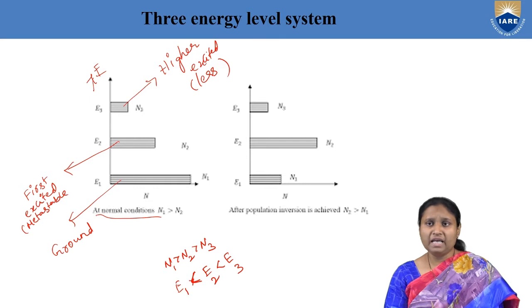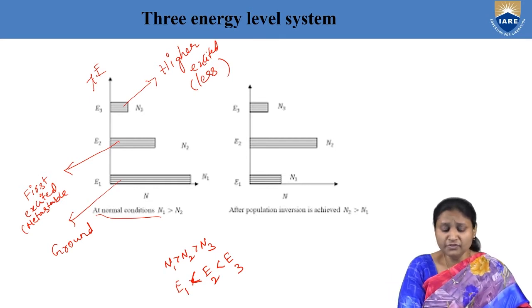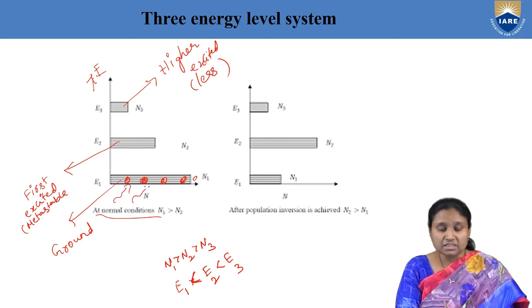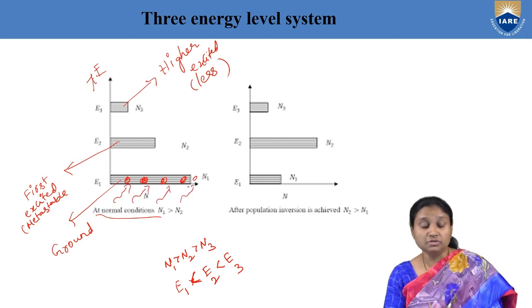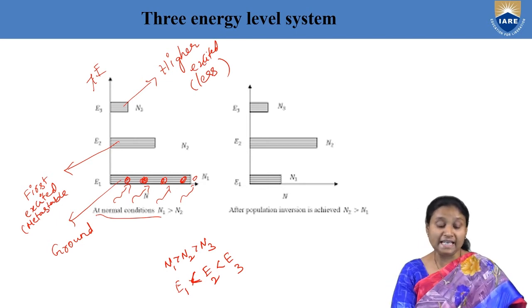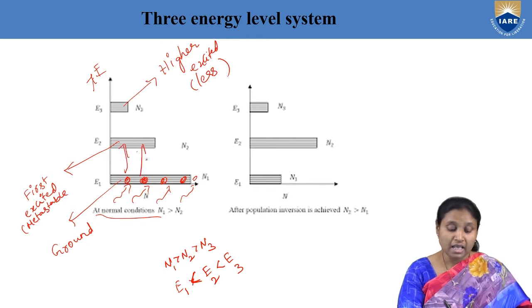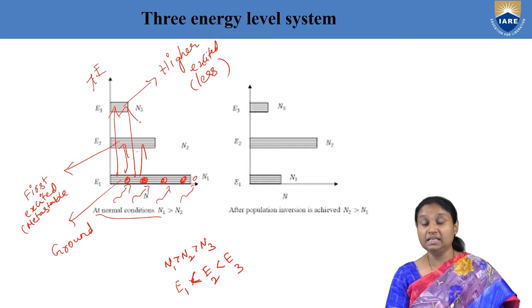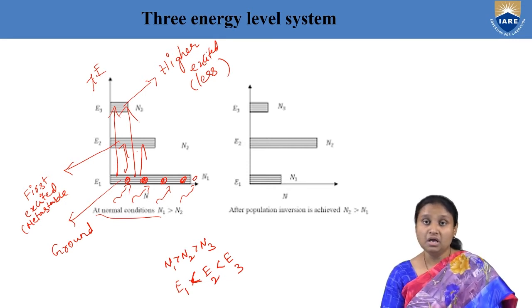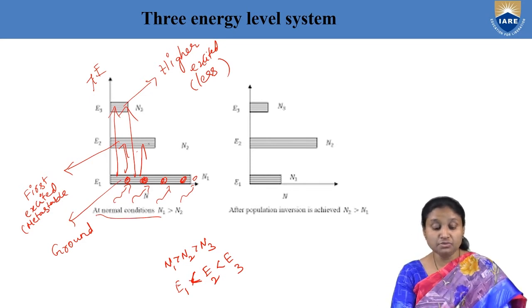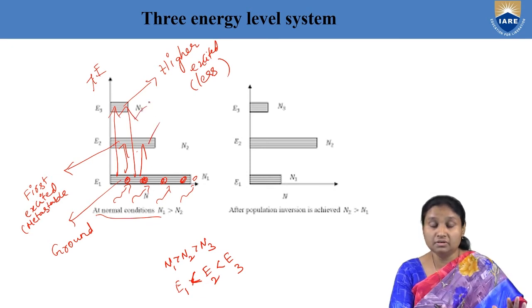Now once I supply external energy, first, where are our atoms? More number of atoms are in the ground state. Once I start supplying energy, suppose in the form of photons, what happens to these atoms in the ground state? They'll absorb that energy and get excited to E2, and some will also get excited to E3. So we have atoms getting excited from E1 to E2, and also from E1 to E3. So there are some atoms in E2 as well as some atoms in E3.